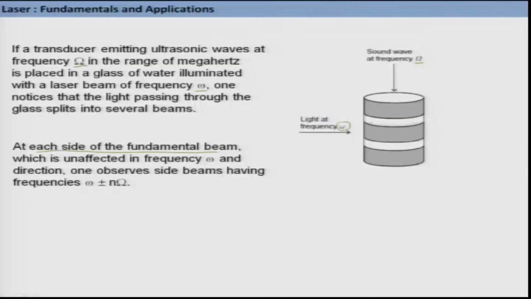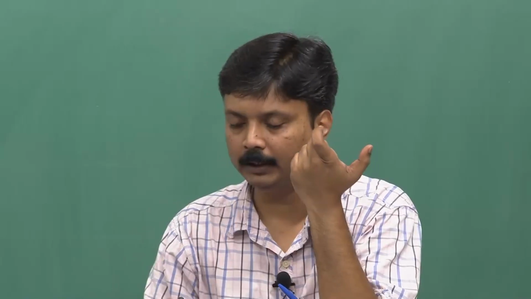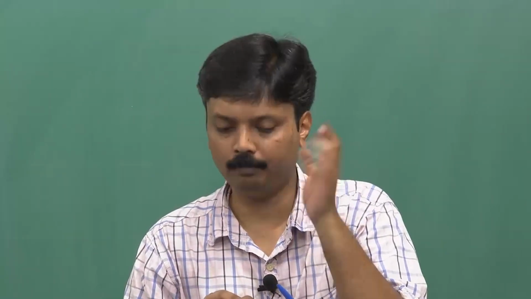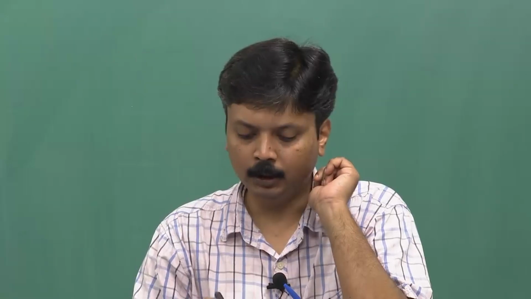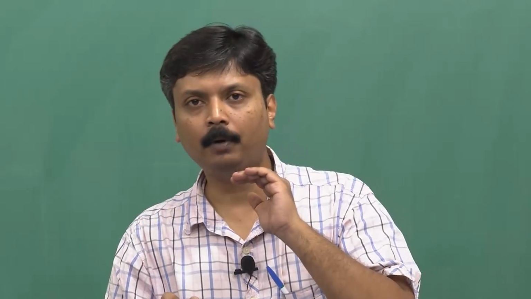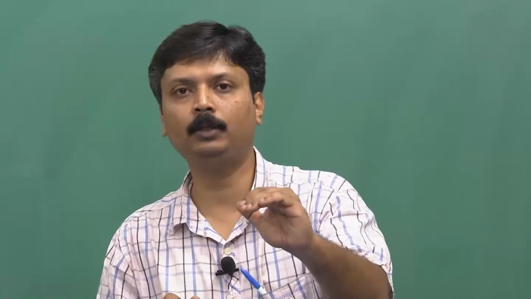So their frequencies are either upshifted or downshifted by an amount omega plus minus n capital omega. Capital omega is my modulating frequency coming from the acousto-optic device in the form of a sound wave. Fine. We have already mentioned that when I modulate, it gets upshifted or downshifted, and of course when n equals 0, you have the unperturbed incident light passing through the medium.